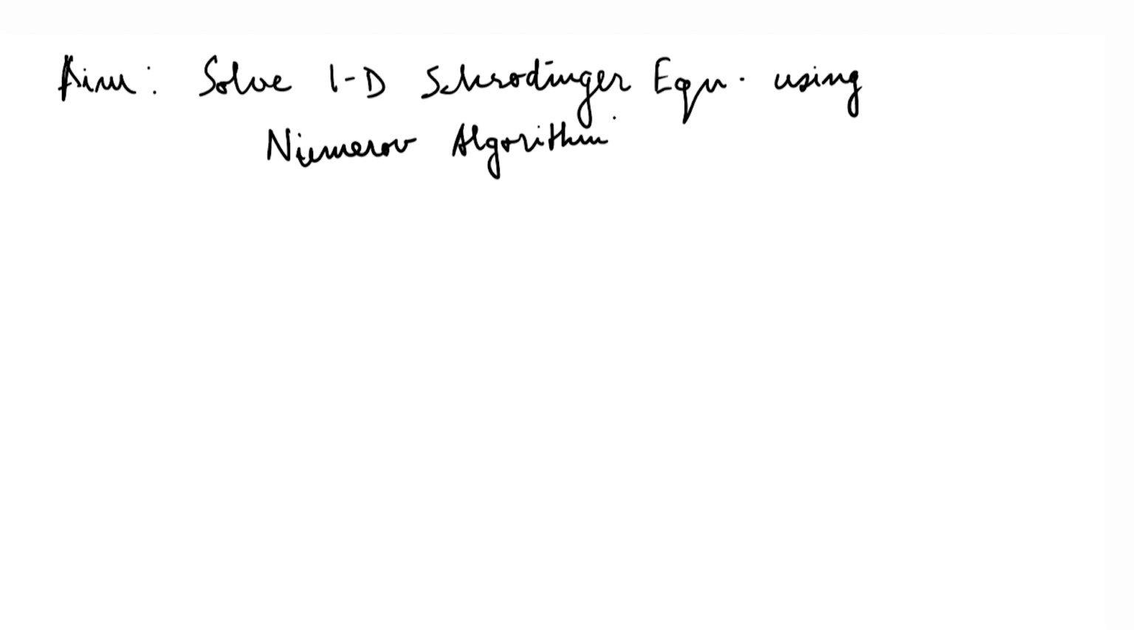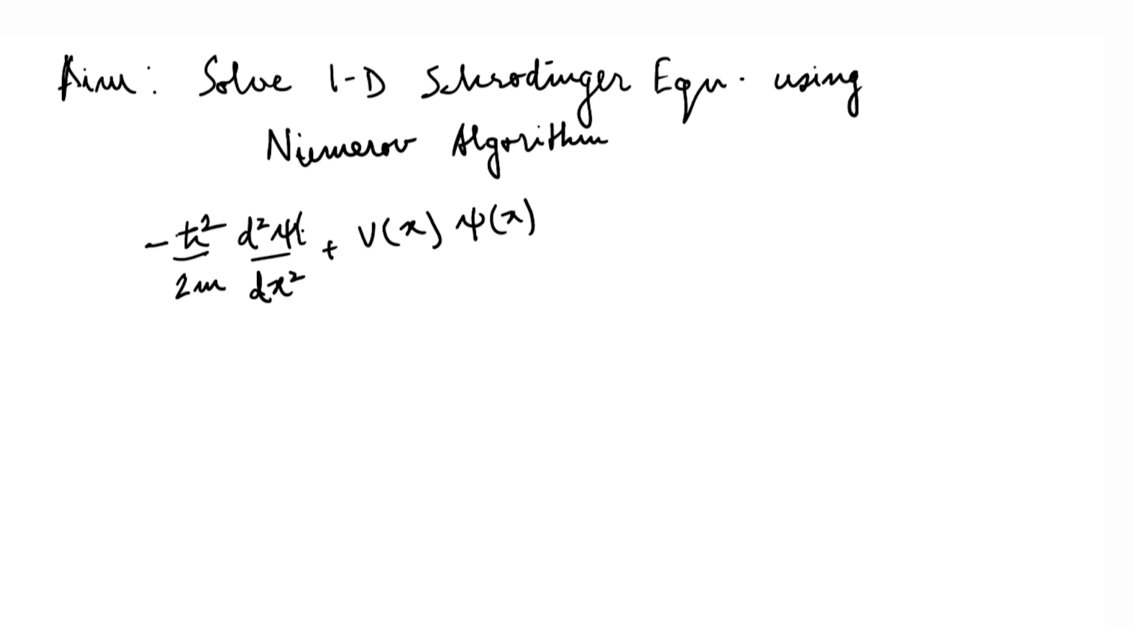We are all aware of what a Schrodinger equation is, but just for the sake of completeness I am writing it down once again: minus h cut square by twice m d2 psi dx2 plus V as a function of x, psi is also a function of x here, equals E psi of x. So, this is my 1D Schrodinger equation.